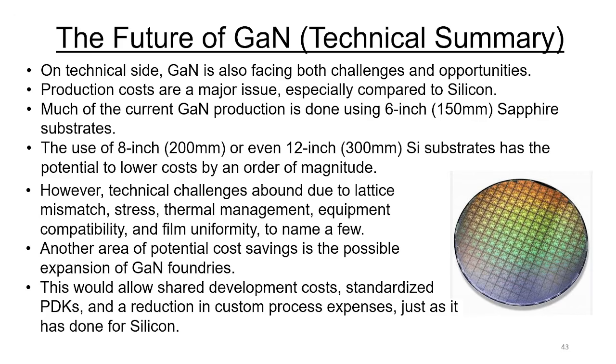However, technical challenges abound due to lattice mismatch stress, thermal management, equipment compatibility, and film uniformity, just to name a few. Another area of potential cost savings is the expansion of gallium nitride foundries. There are a few gallium nitride foundries out there right now. I know Taiwan Semiconductor has an early gallium nitride foundry. Now this would allow shared development cost, standardized PDKs, and a reduction in common process expenses, just as it is done for silicon.